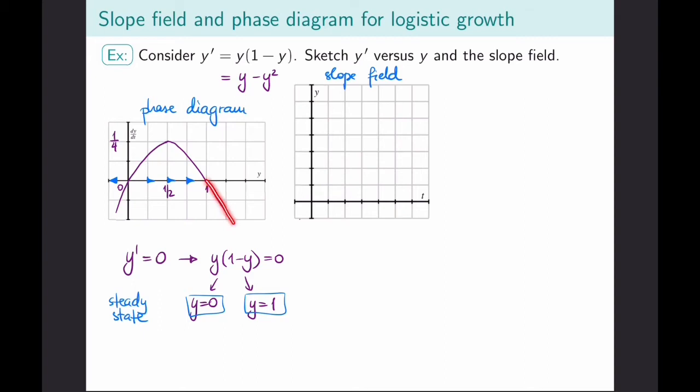Then after 1, I can see that my graph is below the horizontal axis, which again means that for the points here, the y prime is negative, and therefore the arrows should be pointing to the left. So again, remember, let me write this down here one more time.